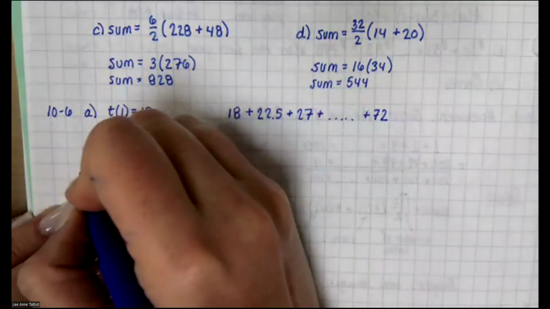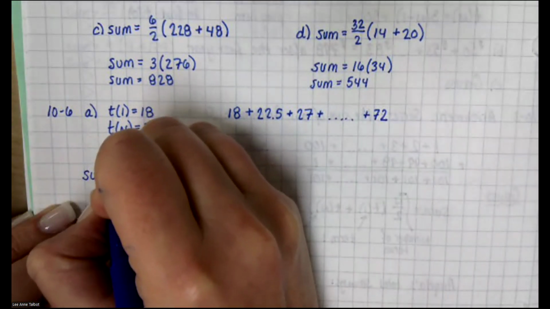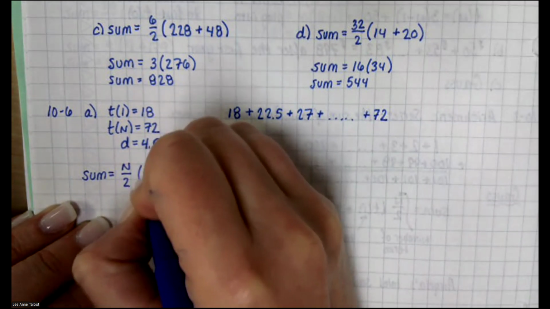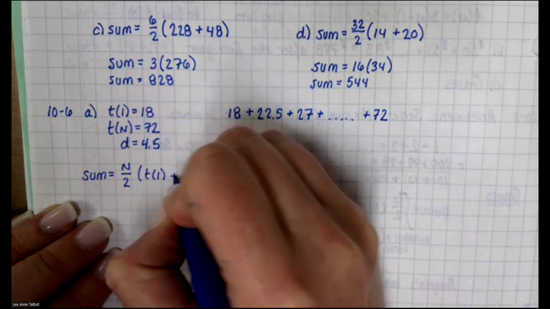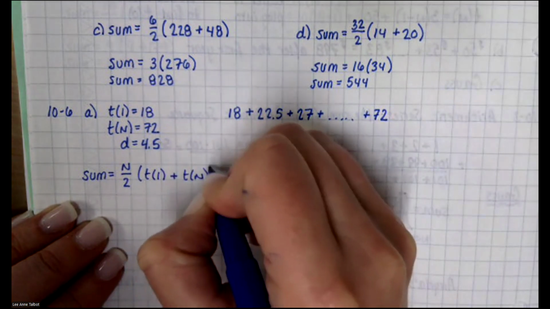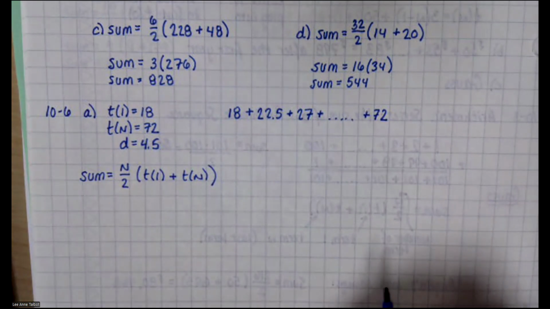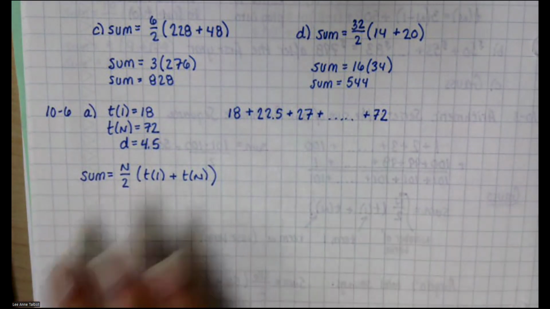Okay, now let's try to find the sum. Sum equals n over 2 first term plus last term. What numbers do we know right now that we could plug in to this?